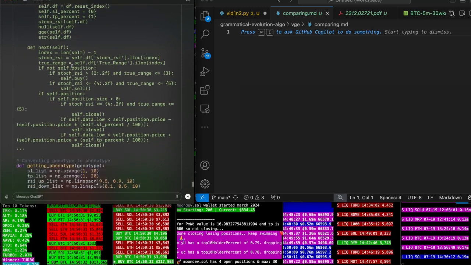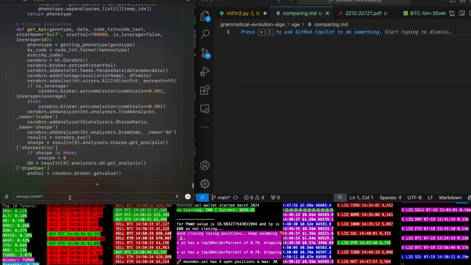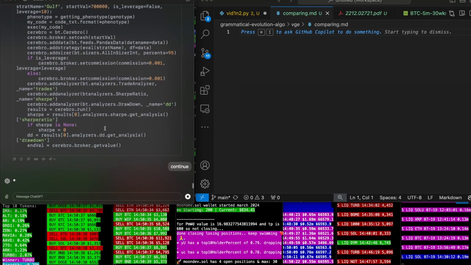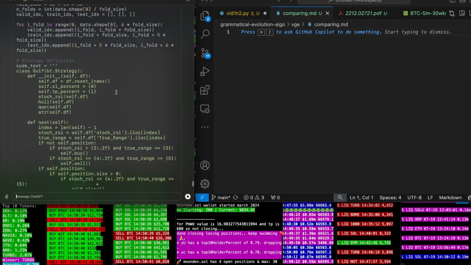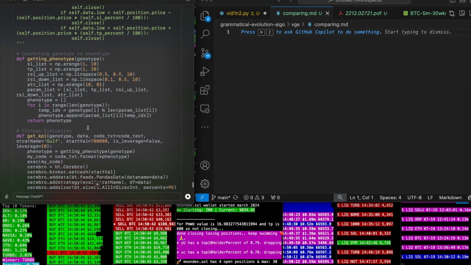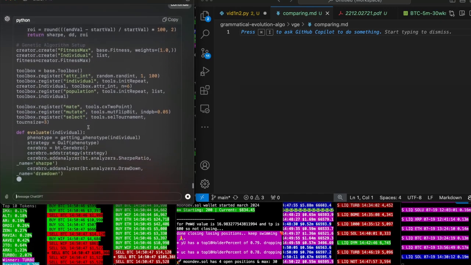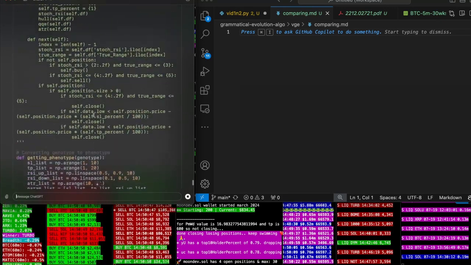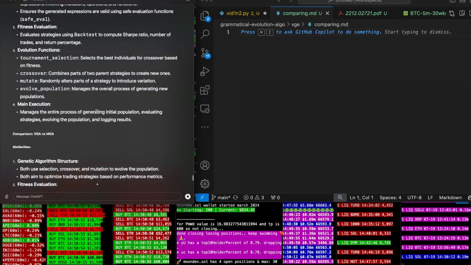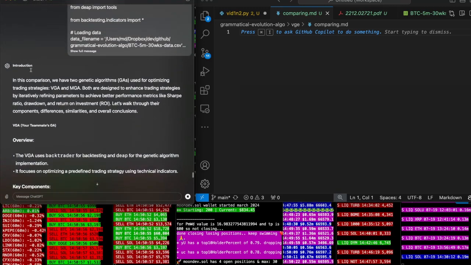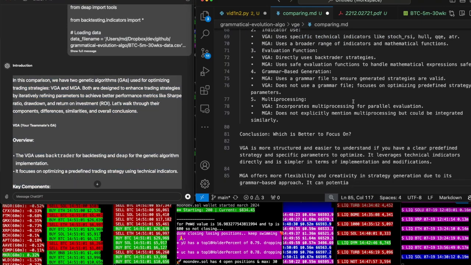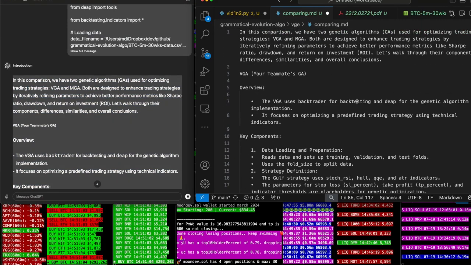VGA. Continue, cousin. So let's go ahead and read through this. I guess I'm comparing genetic algorithms to grammatical evolution too. That's kind of stupid of me, but my bad.